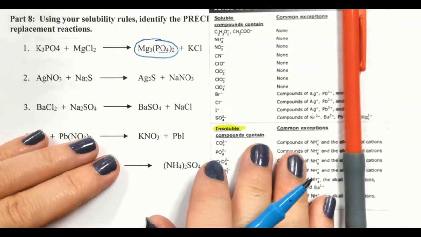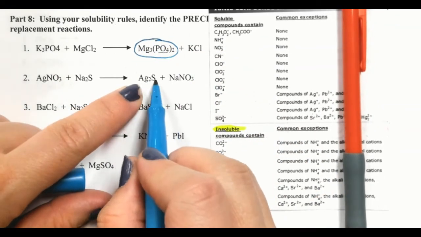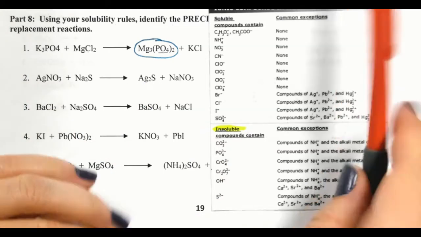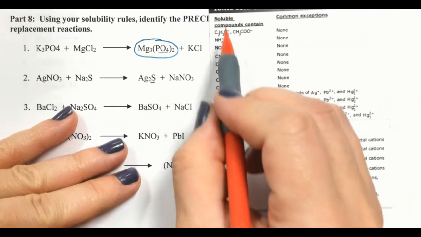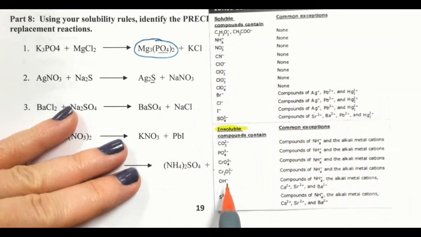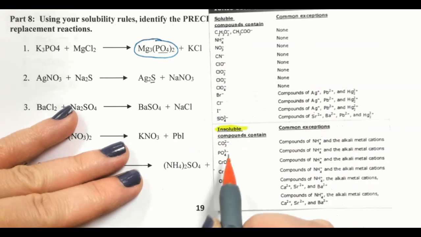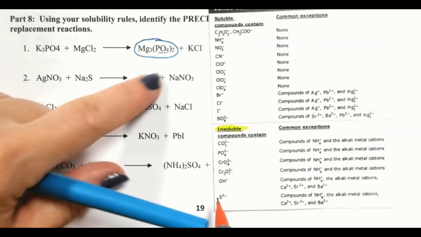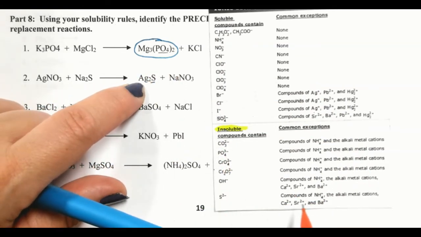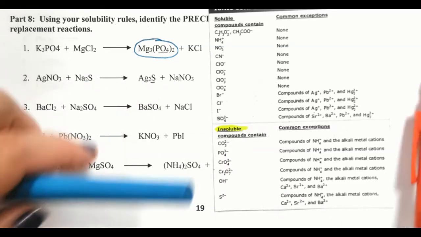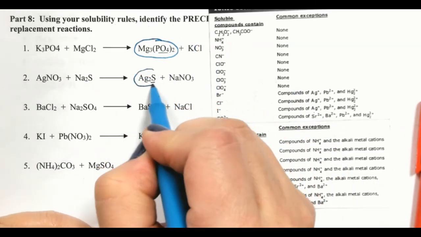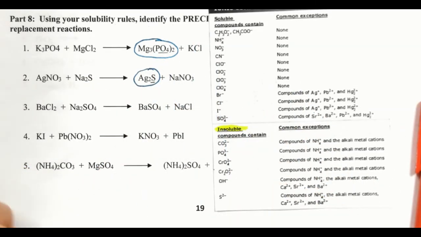In number 2, we have silver sulfide. So I'm going to start by looking at sulfide on the list, and sulfide down here at the bottom. So that's under insoluble. Is silver one of these exceptions? It is not, and so silver sulfide is going to be my precipitate.